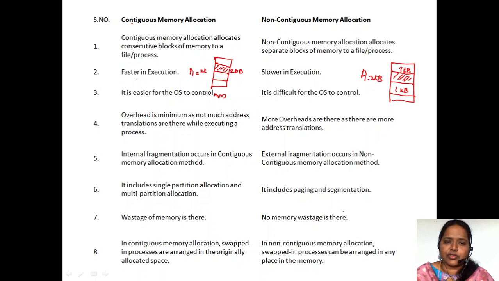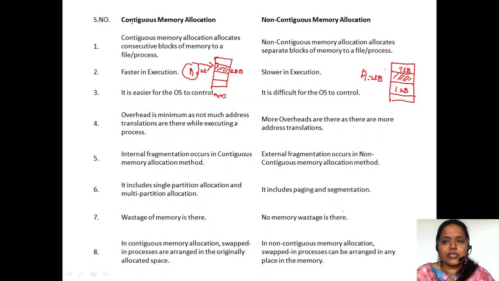Faster in execution. Why faster in execution? Suppose I want to execute P1: all the P1 instructions are at the same particular place, so starting from that block and ending at that block, I can execute it faster.